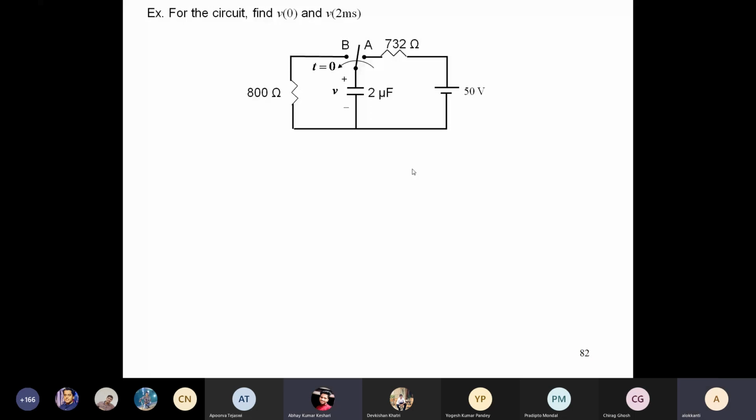So what will be V naught, because your question is to find V0? 50 volts. For t less than 0, something you can do orally, the whole 50 volts gets applied across the capacitor. Okay, so it is 50 volts.